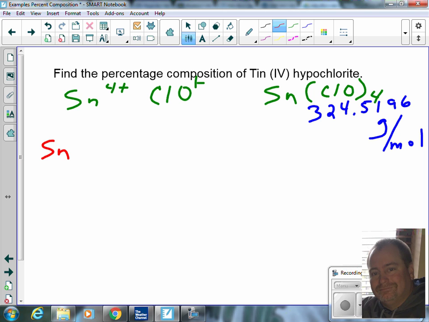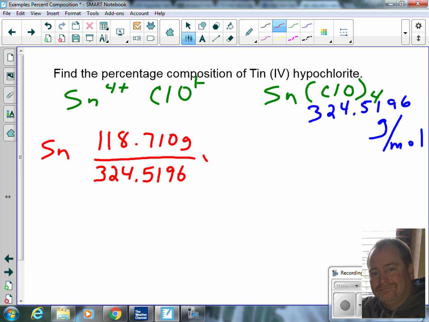Look on your periodic table. What is the mass of tin on the table? Well, mine reads 118.710, right? How many atoms of tin are there in tin 4 hypochlorite? There's only one. So I'm going to take that value and divide it by 324.5196. To get it into a percentage, I multiply by 100.